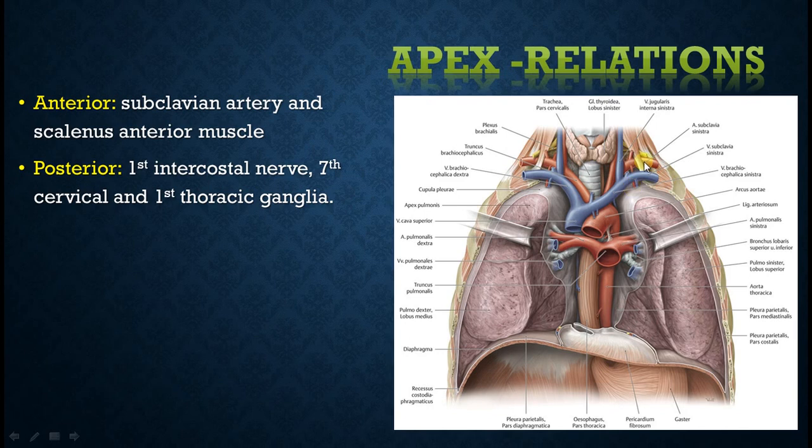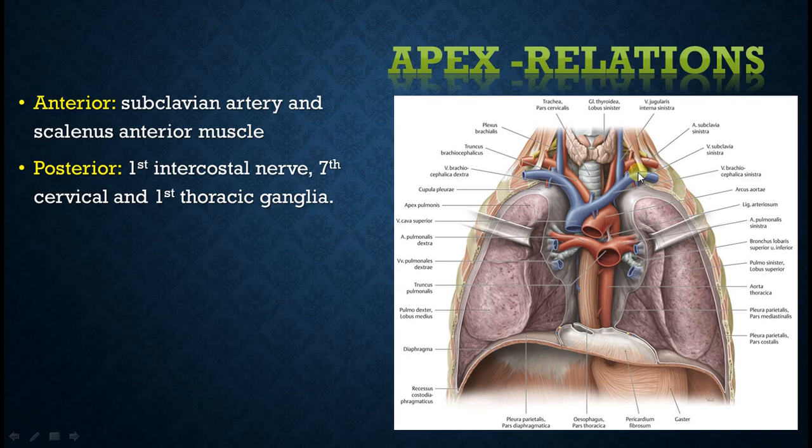And posteriorly, behind the lung, the posterior part of the intercostal space. So the first intercostal space, thereby the first intercostal nerve will be related. Then the first thoracic ganglion, the sympathetic trunk, the superior intercostal artery, which is from the costocervical trunk of the subclavian artery, and the first posterior intercostal vein.